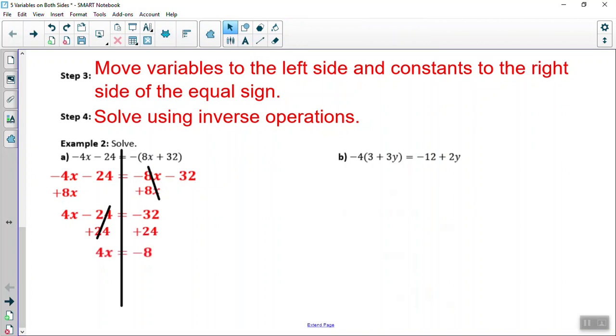And that will leave me with 4x equals negative 8. And finally, we can do our last step where we divide both sides by 4 and we get negative 2. All right, let's try one more.